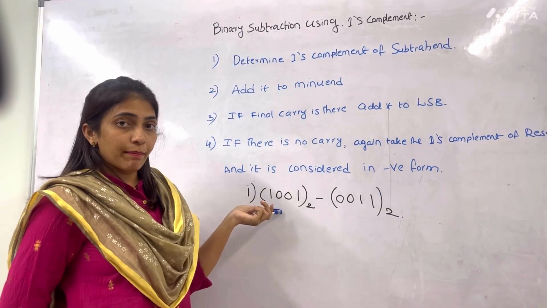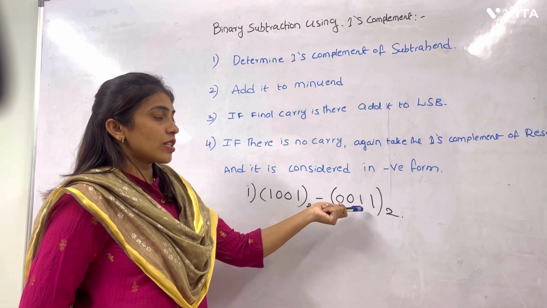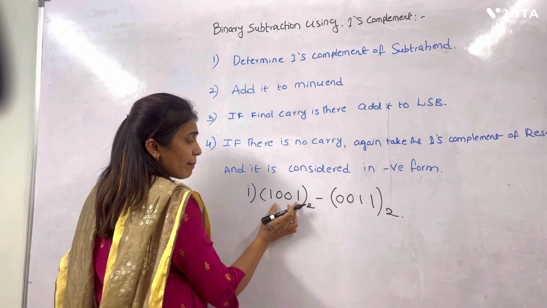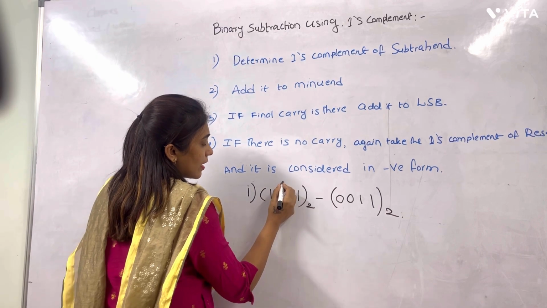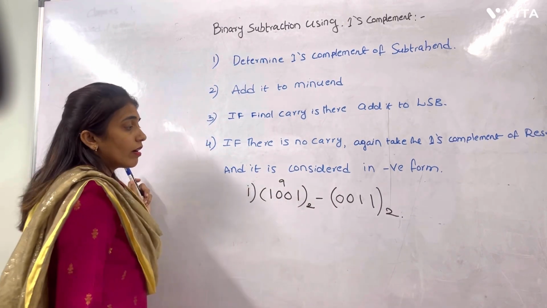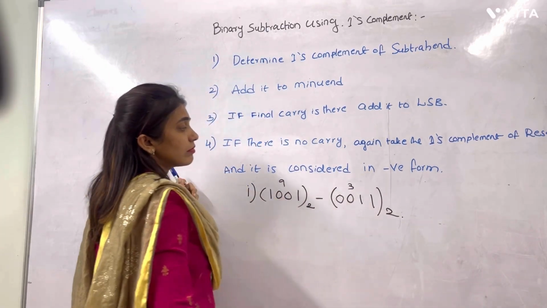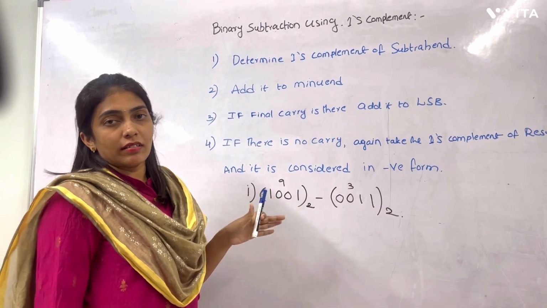We'll take one example, 1001 base 2 minus 0011 base 2. Here 1001 is the binary number, so in decimal form this value is 9. 0011 decimal value is 3. The answer in decimal is 9 minus 3, 6.